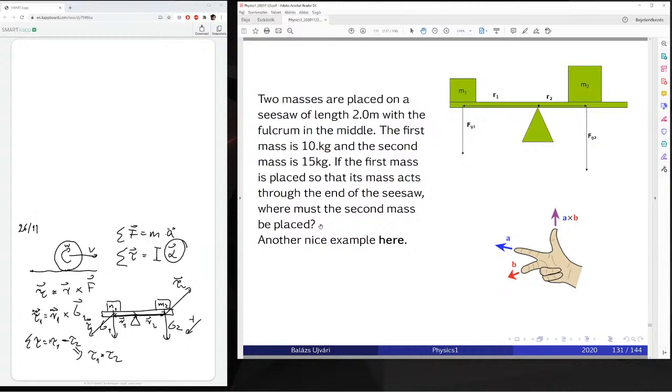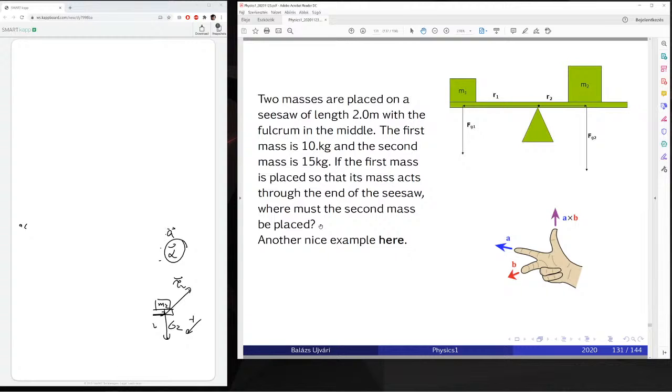Let me clear the table, but we can download the screenshot from this smart card. Oh, that was 10 kilogram, 15 kilogram. Just a minute.